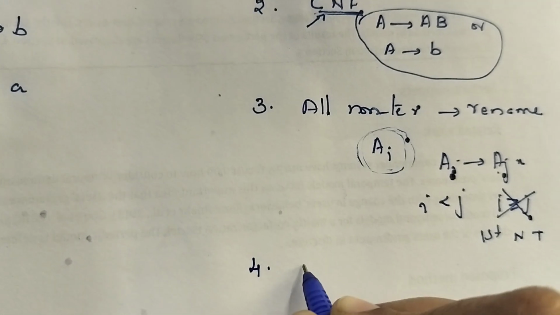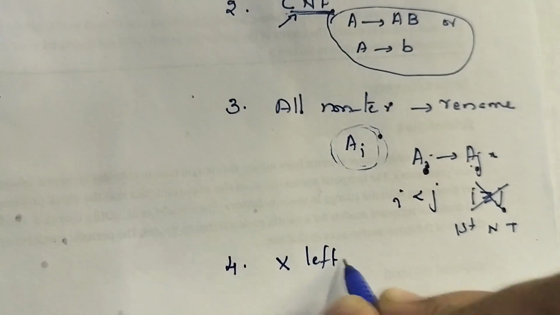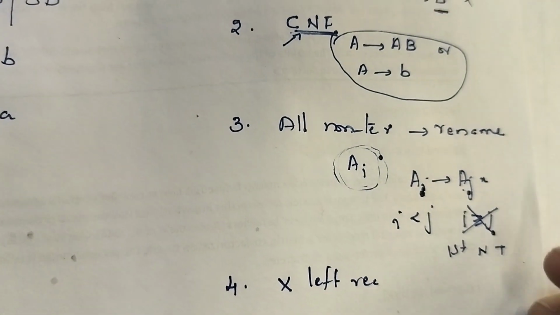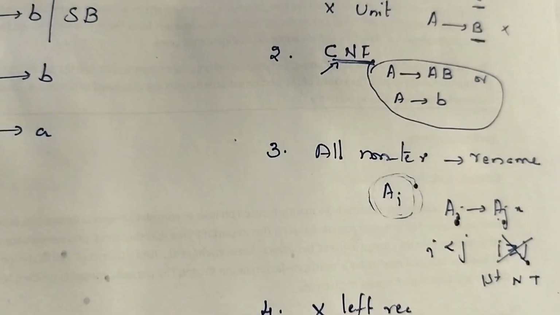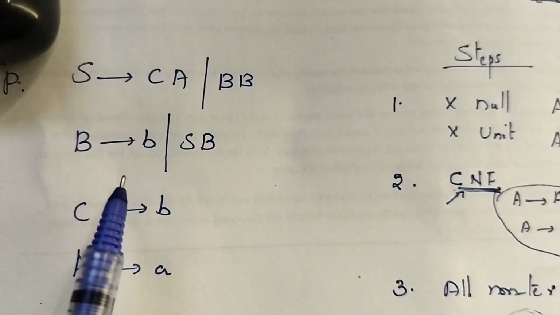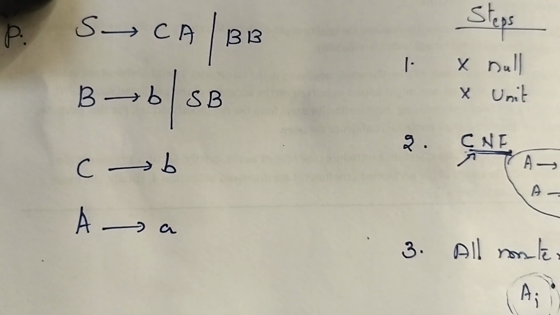And in the fourth step, we need to eliminate left recursion, if any. So these are the main steps for converting a context-free grammar to GNF. Let's see with one example. So this is our grammar. These are the production rules.